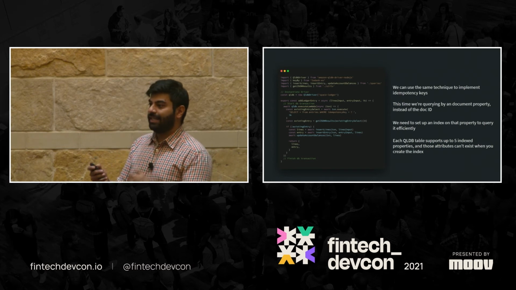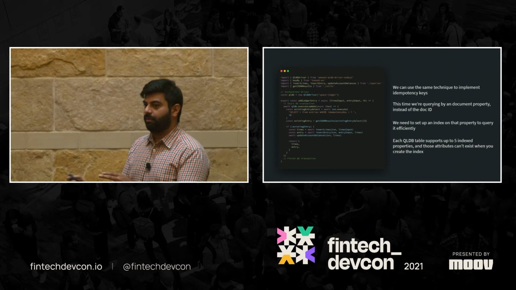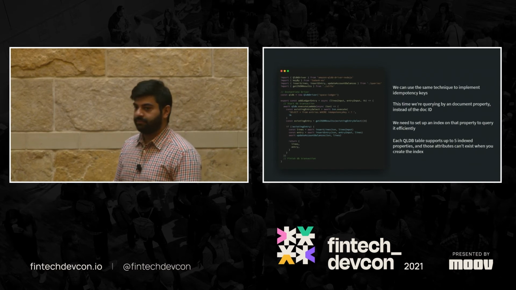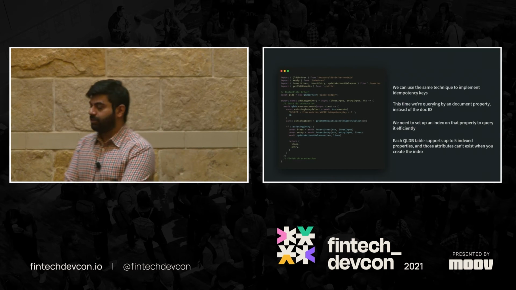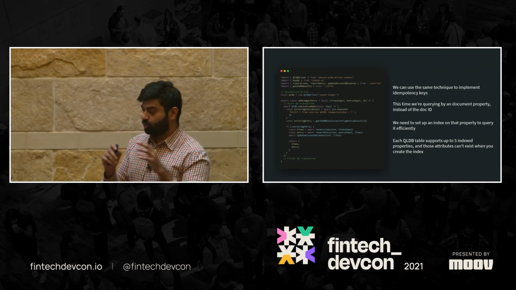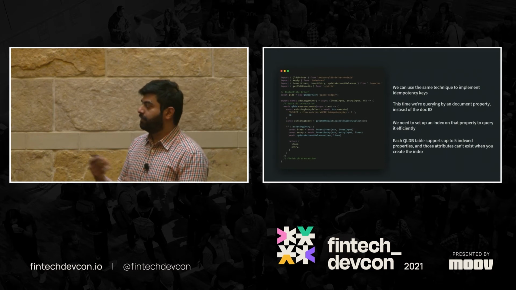And so you need to carefully design what your indexes are going to be. You can create them after you put data in there, but if there's any data in there that uses those attributes, then you can't create the index. So similar to DynamoDB, you need to do your data modeling upfront to make sure that you're storing your data in a way that you can query it efficiently.